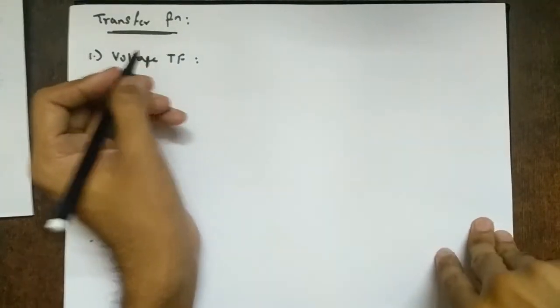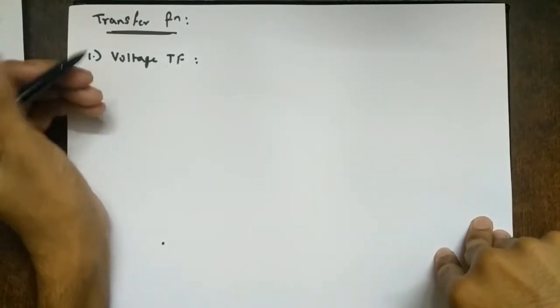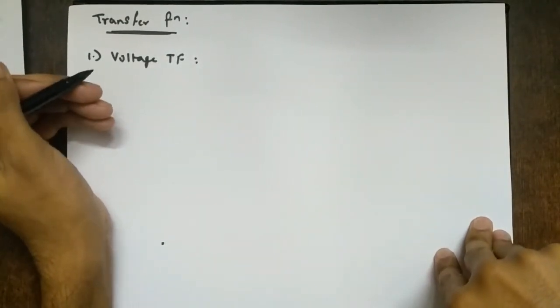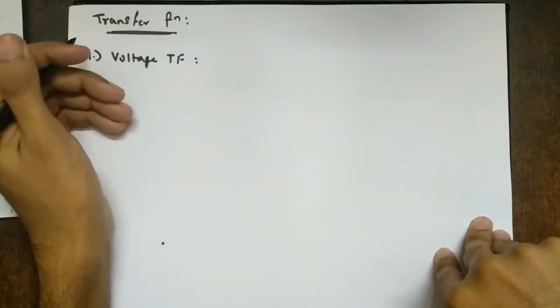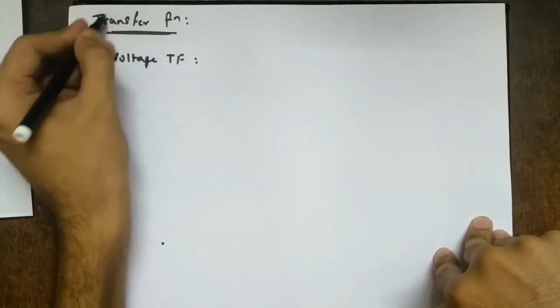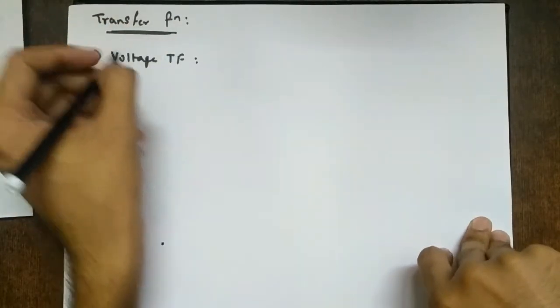So what were driving point functions? They were talking about one port only. Even if you had a two-port network, you were talking about either port 1 or port 2. But since this talks about transfer, both the ports are considered here.